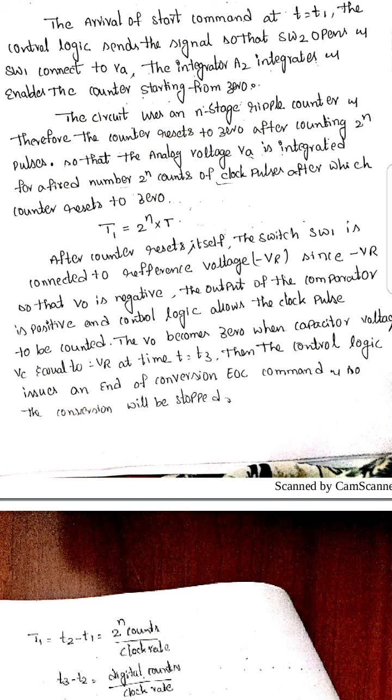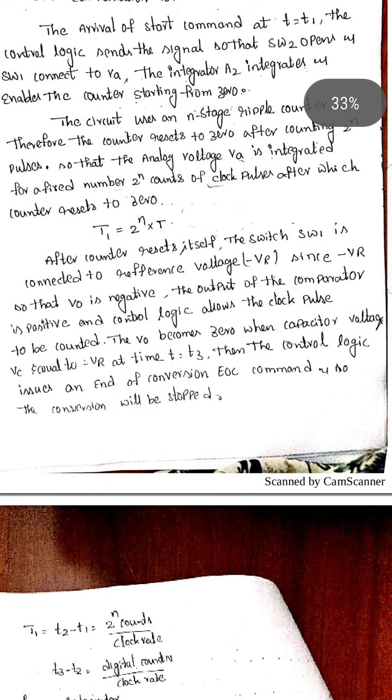After the counter resets itself, switch 1 is connected to the reference voltage minus VR. Since minus VR is applied, V0 is negative. The output of the comparator is positive and the control logic allows the clock pulses to be counted. V0 becomes 0 when the capacitor voltage Vc is equal to VR at time t equal to T3. Then the control signal is issued, and the conversion ends.